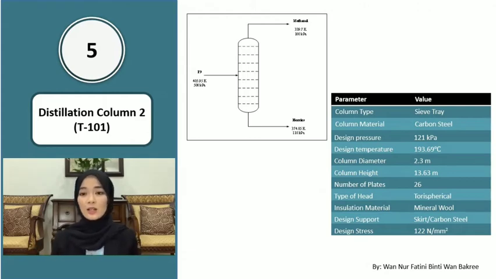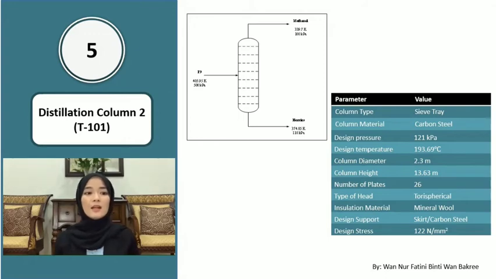So the column type that I go for is sieve tray, primarily because the design information for plate columns is more readily available compared to packed columns. And packed columns are generally for diameters less than 1.5 meters. The diameter that I calculated is 2.3 meters, hence I opt for sieve tray. Plus, a sieve tray handles a wide range of liquid rates without flooding.